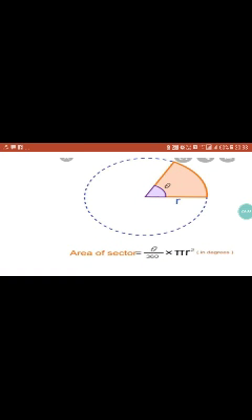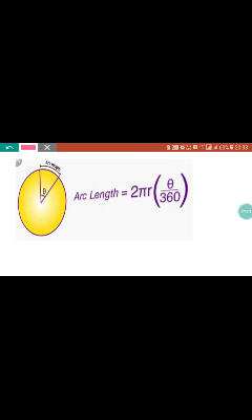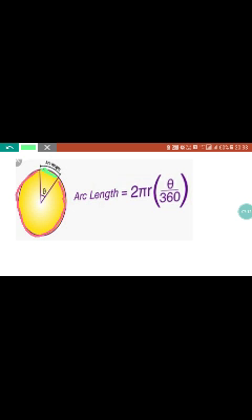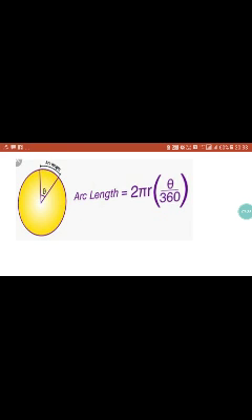Then we have the arc. What is an arc? You know very well what an arc is. An arc is the continuous part on the circle. Here in this figure we are discussing this part. What is the formula? The formula is 2 pi r theta by 360. Here r is the radius and theta is the central angle, the angle made at the center between this arc and these two radii. So this formula we have to apply in the questions.